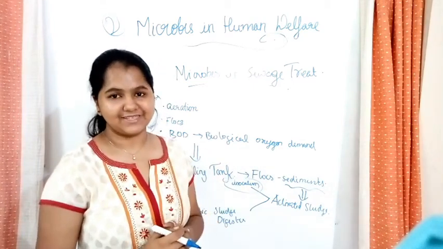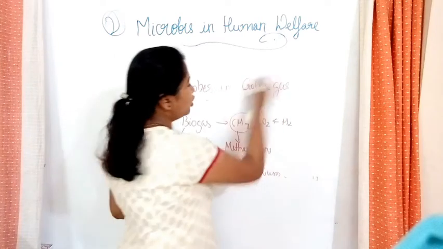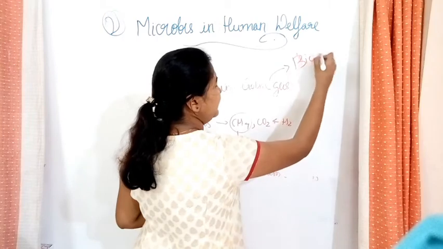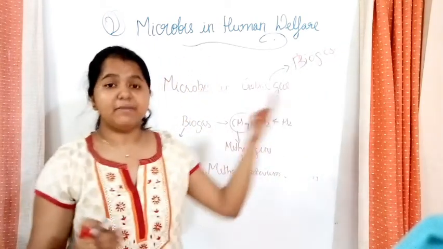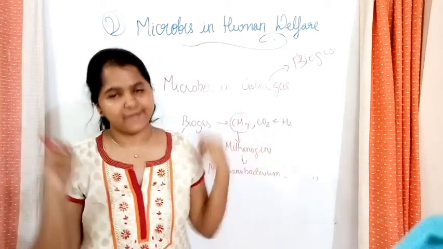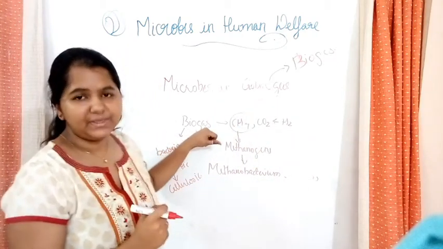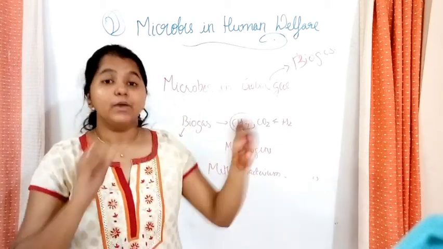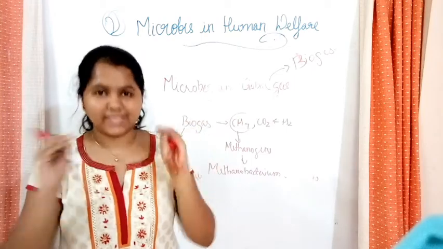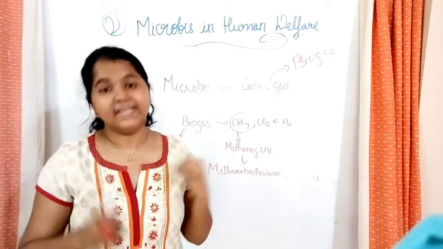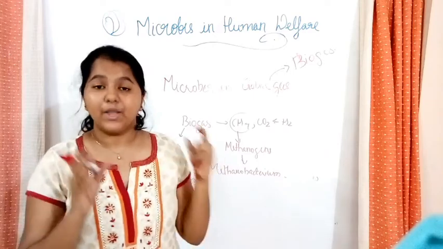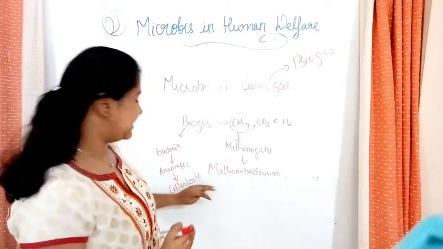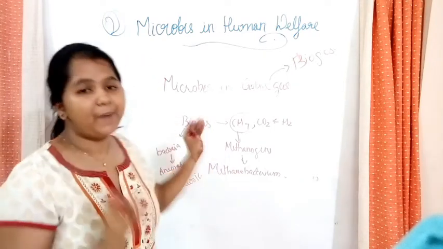Now we'll discuss microbes in gobar gas. Gobar gas is also called biogas. Biogas is an alternative used in many homes for cooking and other sources of energy. Biogas is obtained by bacteria which live anaerobically on cellulosic materials. What are cellulosic materials? Dead and decaying matter of plants and animals, biodegradable things. That is how biogas is formed.